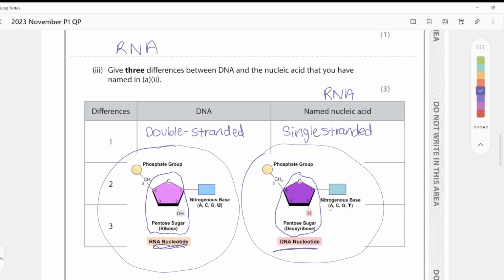Another difference is the bases, right? Do you see how for DNA you have A, C, G, and T? T is thymine. But for RNA, instead of a thymine, we have a uracil. So that is the 2 other differences.